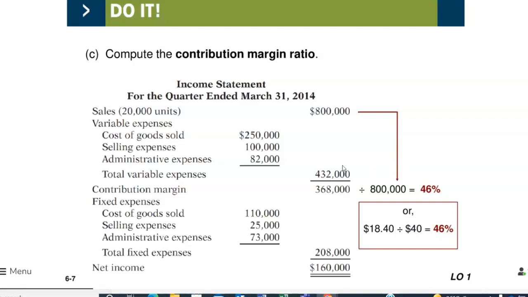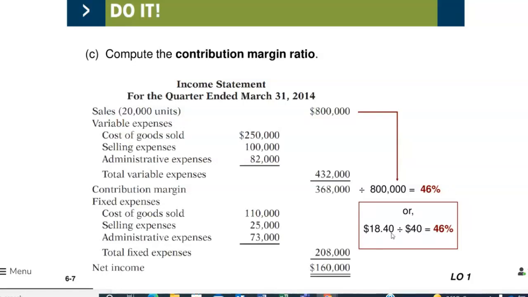So therefore the contribution margin is the difference between sales and variable costs. In this case, it's 368. Now, if we take 368 as a percentage of sales, we get what's called the contribution margin ratio. So the contribution margin divided by sales equals the contribution margin ratio. As I said before, a ratio means that item as a percentage of sales. So contribution margin as a percentage of sales, 46%.